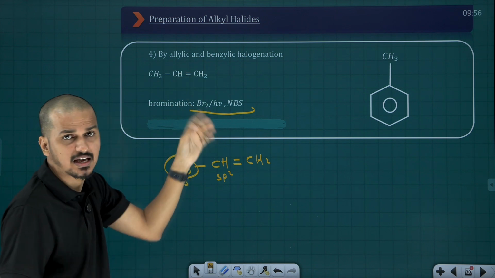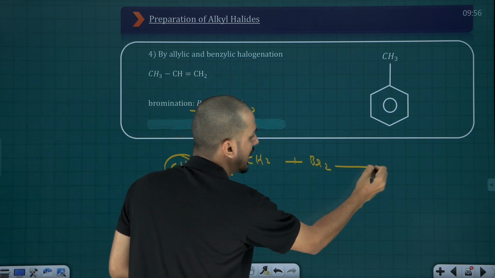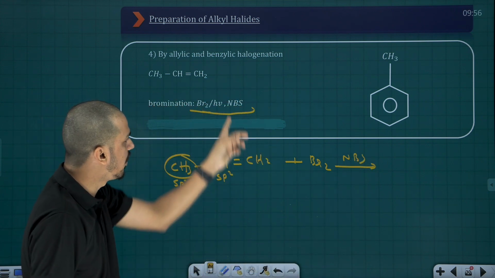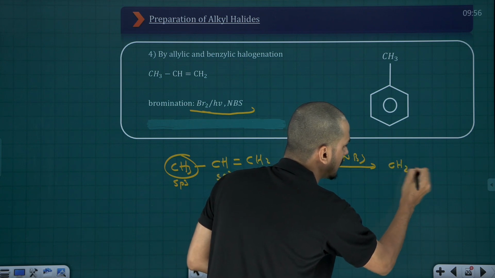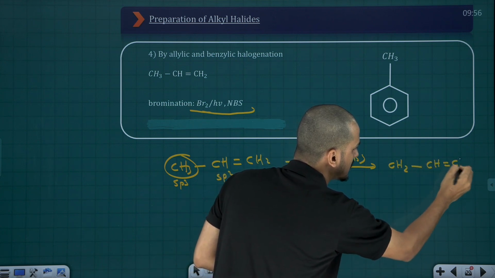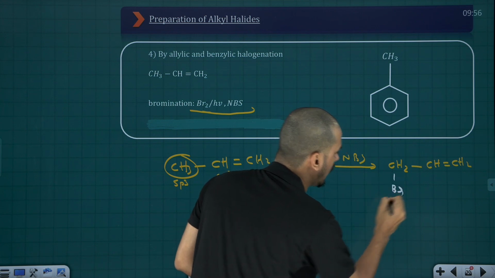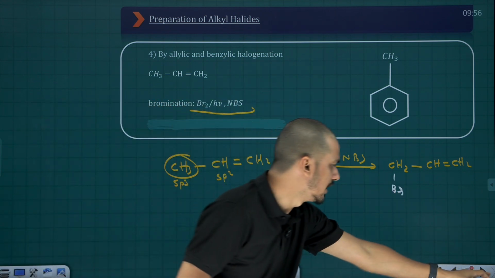Okay, there we can do. If you are treating this with bromine in the presence of NBS, N-bromosuccinimide, where will this bromine go and attach? It will attach only at the allylic position. You can see the allylic position, that is where the bromine will go and attach. That's it. Clear? We can go to the next idea.